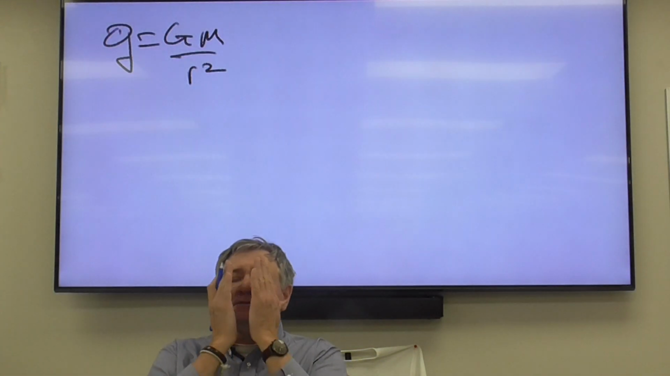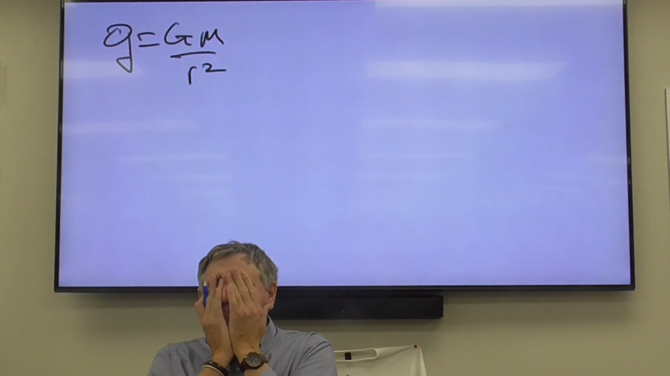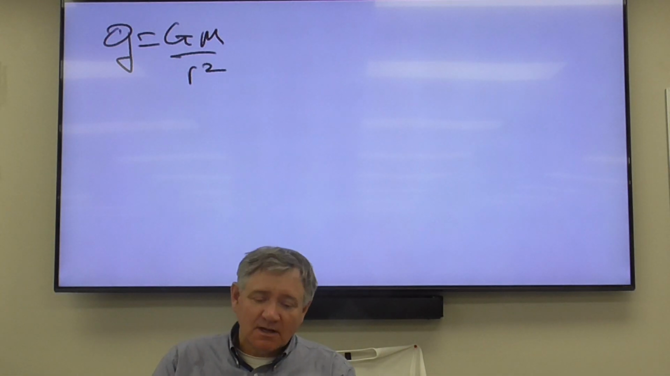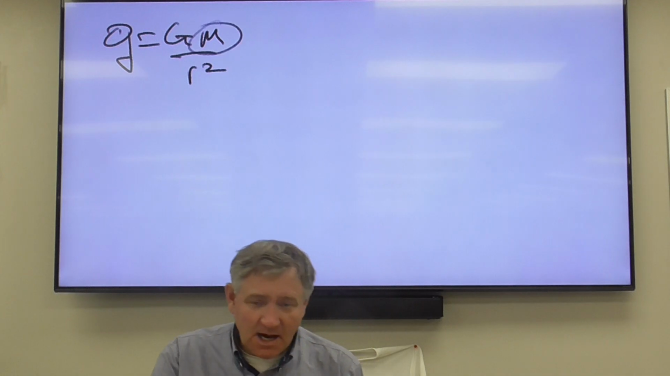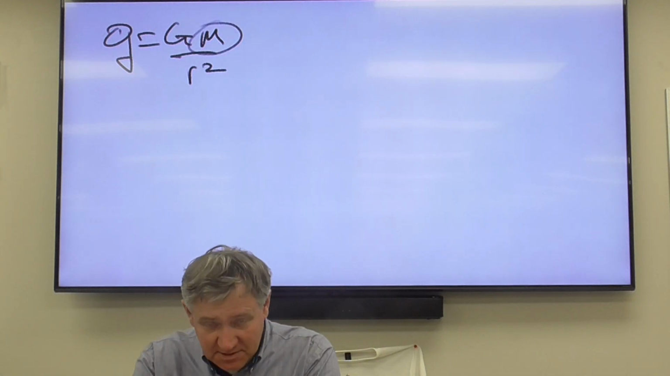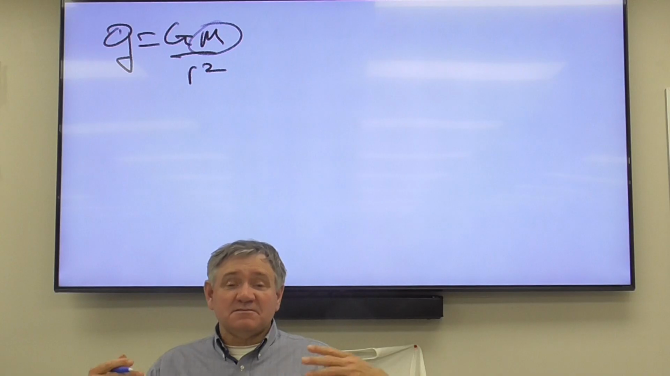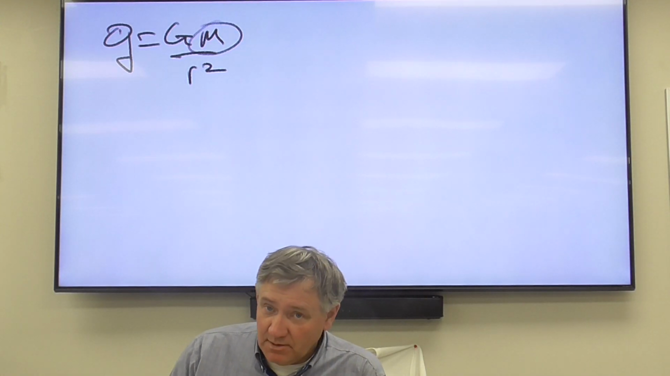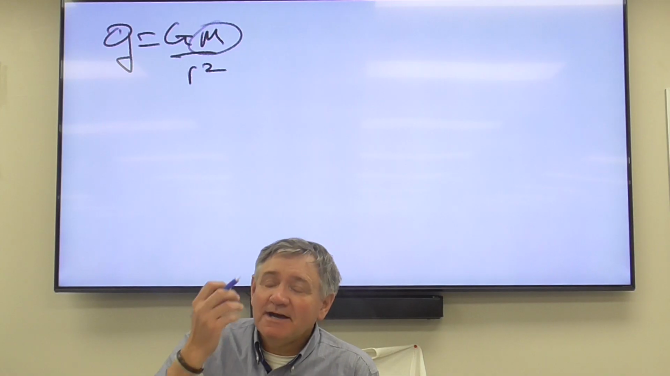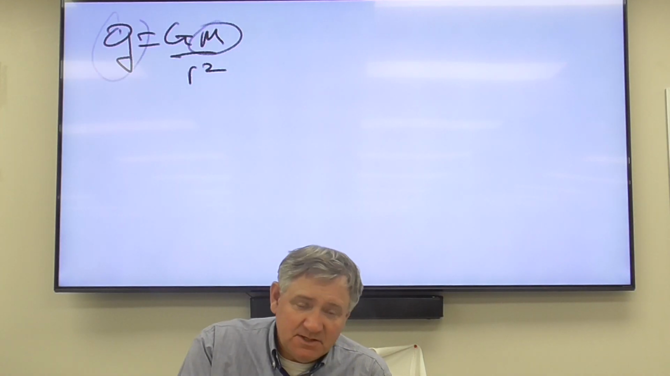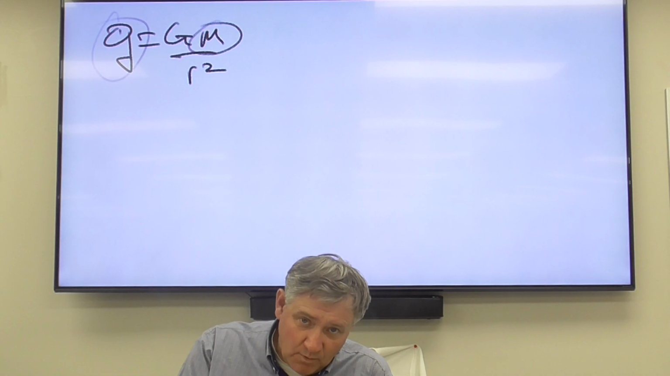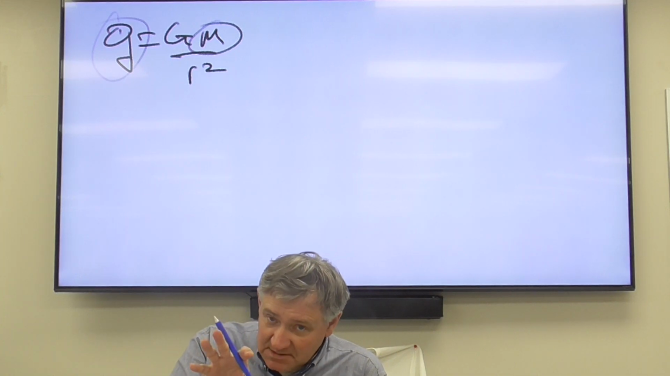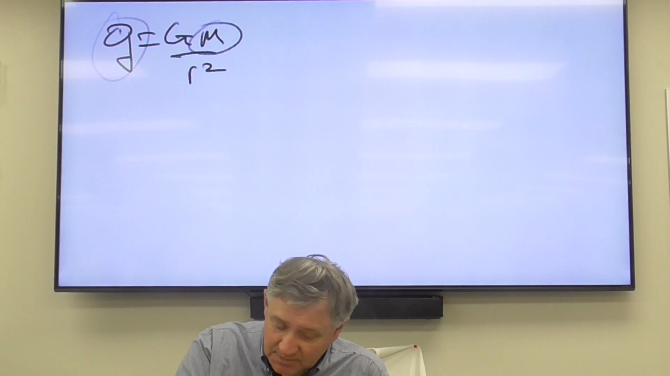Now remember, listen to me. That is not the mass of what is falling. That is the mass of what you're falling towards, okay? The Earth, the Moon, Mars, whatever that is. This is why little g is not dependent upon what is falling. Little g is only dependent upon the mass of the object and how far you are from the center.